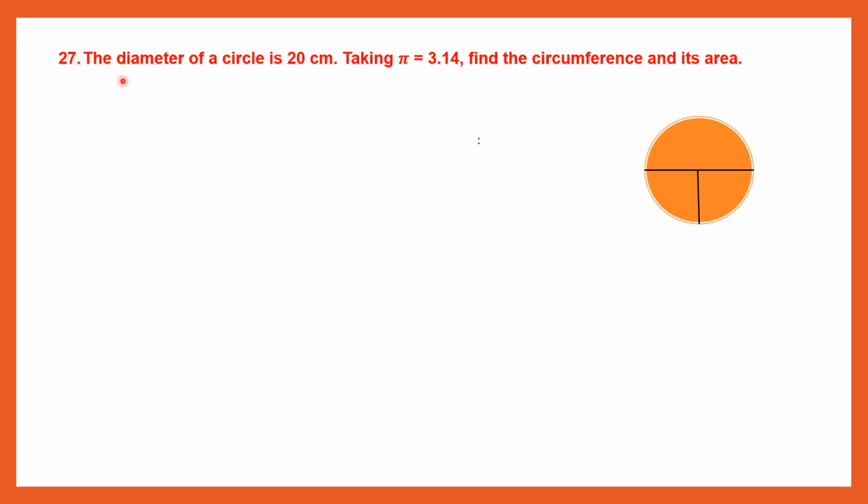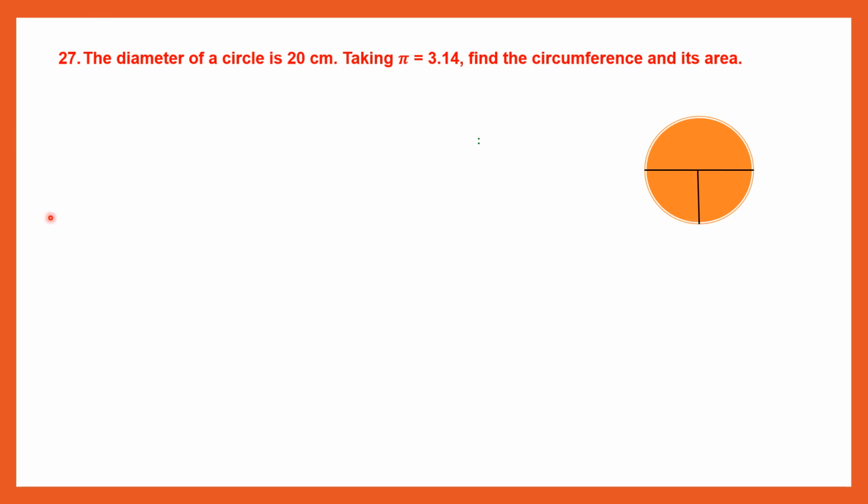Question 27. The diameter of a circle is 20 centimeters. Taking pi to be equal to 3.14, find the circumference and its area. So now we are studying about the circle. This is a circle. Now circumference is like the perimeter in the other figures. So this is the border, the boundary, and that is the circumference, and area is the space inside. Now this long line passing from one end of the circumference to the other through the point in the middle is the diameter, and half of the diameter is the radius.